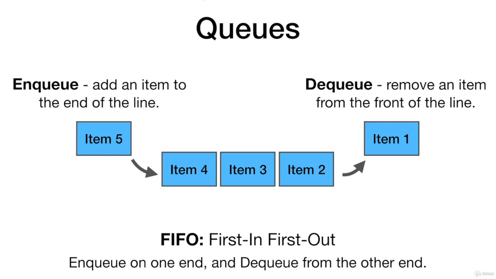Now let's take a look at queues. A queue is a FIFO, or first in, first out data structure. This is really intuitive because we see queues in every walk of life. Almost in everything you do on a daily basis, you encounter queues. Queues have two key functions. You enqueue an item by adding it to the end of the line. You dequeue an item, meaning removing it from the front of the line.